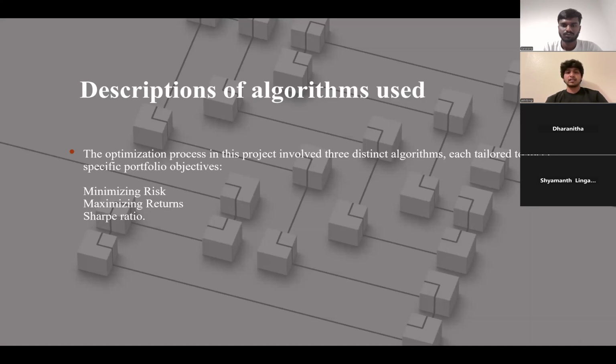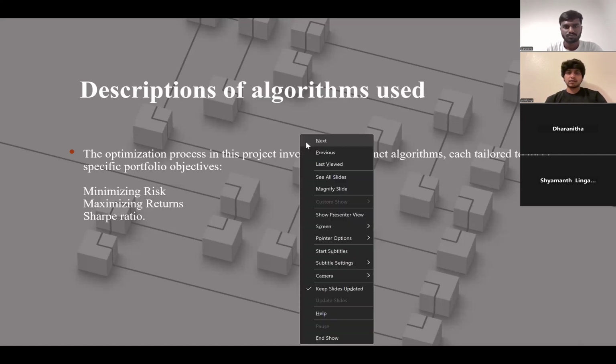The data visualizations, the summary statistics, and historical trends provided a foundational understanding of asset performance before optimization. The visualizations, the line graphs, show historical price movements of the assets.